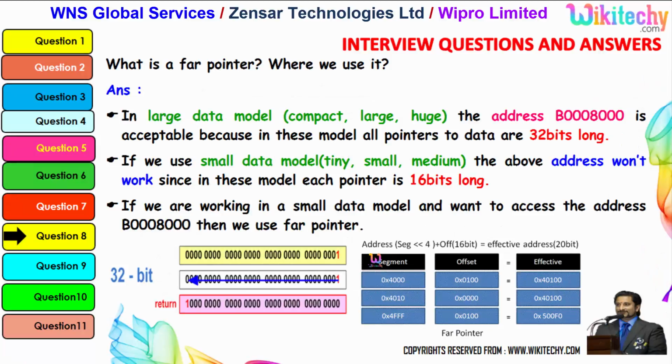Let's move on to the other question, what is a far pointer and where can we use it? In the large data model, the address B0008000 is acceptable, because in this model all pointers or data are 32 bits long. So it's compact, large and huge. Whereas in a small data model, tiny, small and medium, the above address won't work, since in these models each pointer is 16 bits long. So if you are working with a small data model and want to access the large data model, you'll be using a far pointer. From here to access here, you'll be using a far pointer.